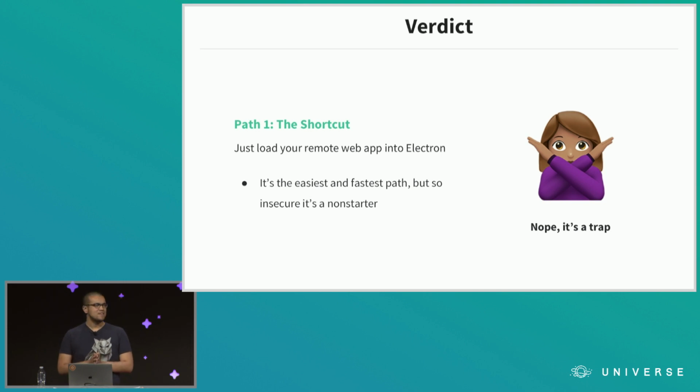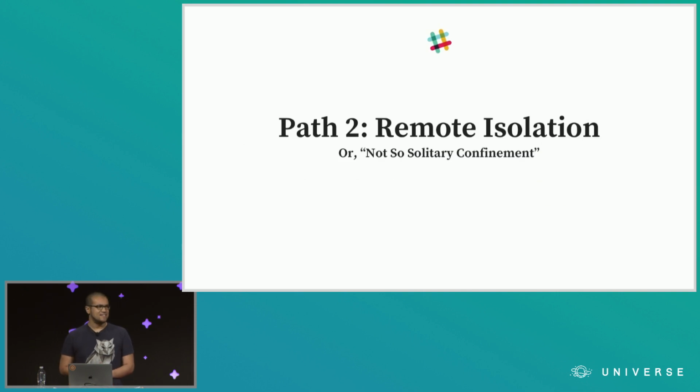All right, so we tried that path out. It didn't quite work, but there's another path, it looks like, right next door. Seems like it might be promising. This path is the path of remote isolation, or not so solitary confinement.